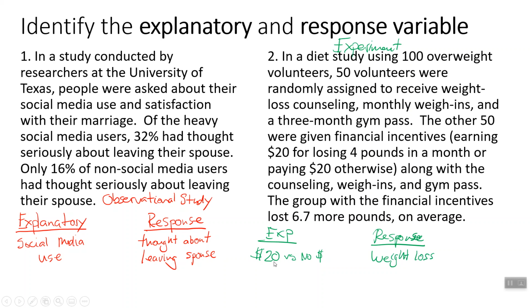All right. So the explanatory was the money, whether they were paying it or making it versus no money. There was no money involved in the other group, the control group, I guess you'd call it. And the response was the weight loss. So we're measuring how much weight they lost.